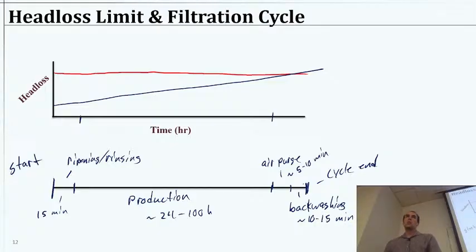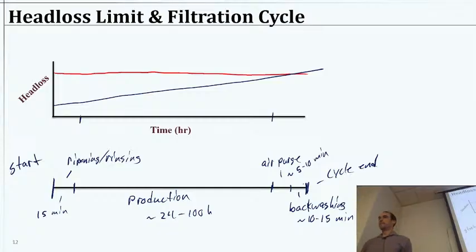So in total, most of the time for each cycle will be filtration. And as you can see, if we have a longer cycle time, we're producing much more water than we're using for backwashing. If we had to backwash every hour, a lot of the water that we're producing is going to be used in the backwashing, and in total, we're not getting a lot of water.